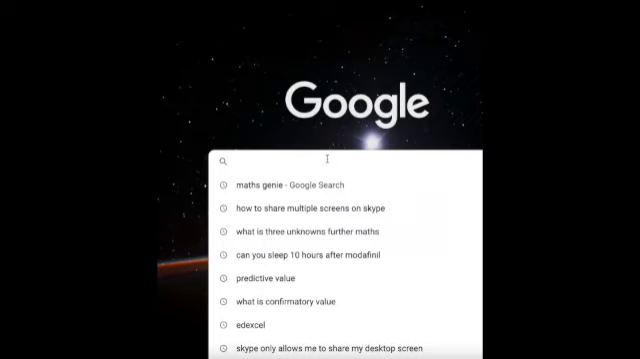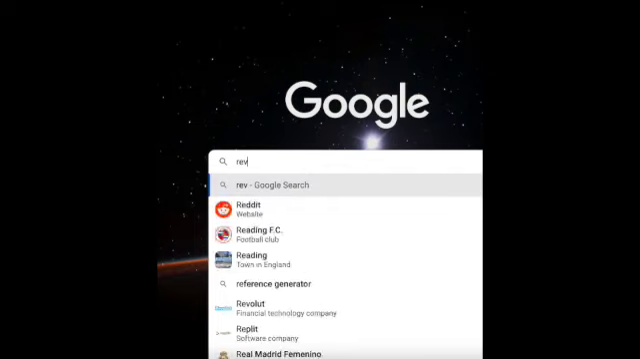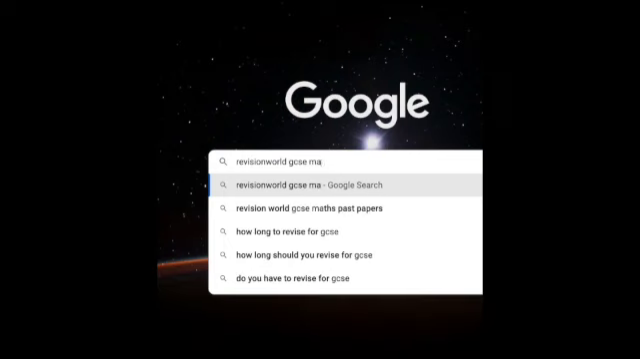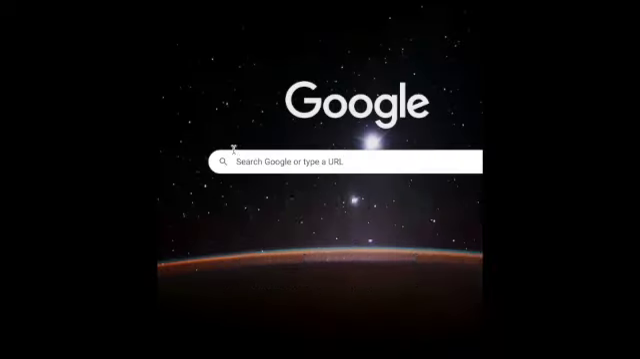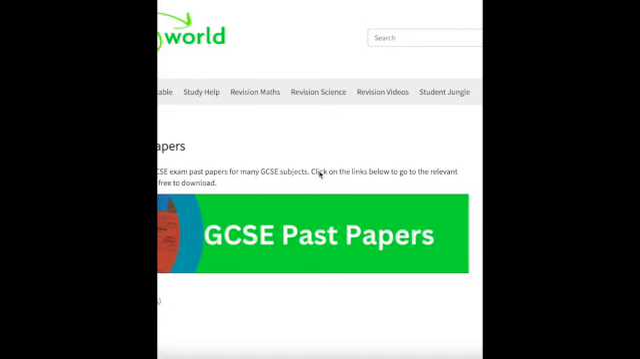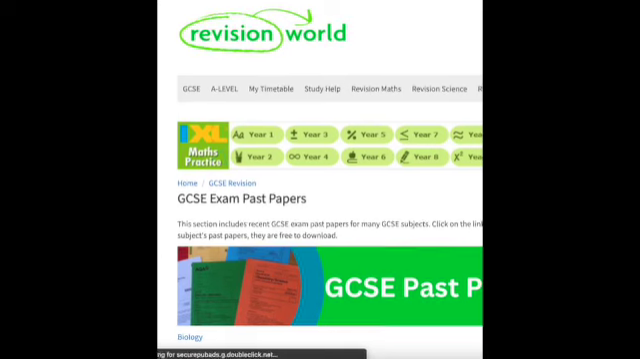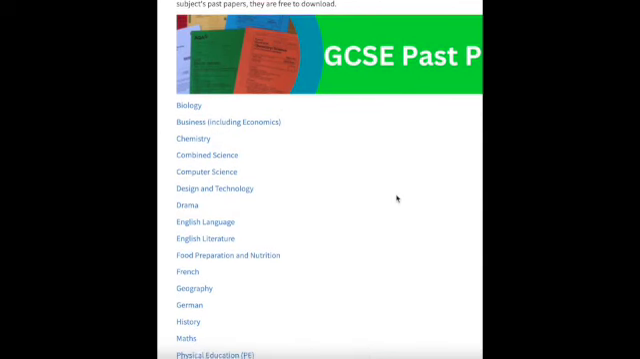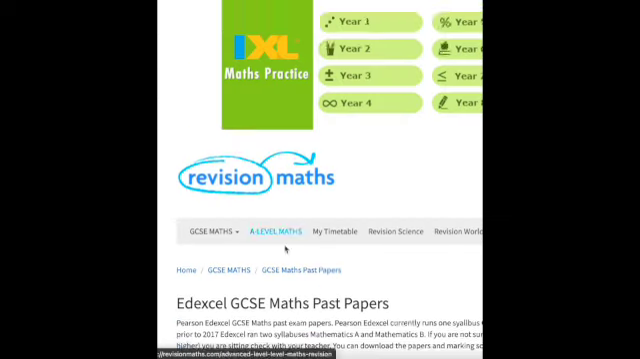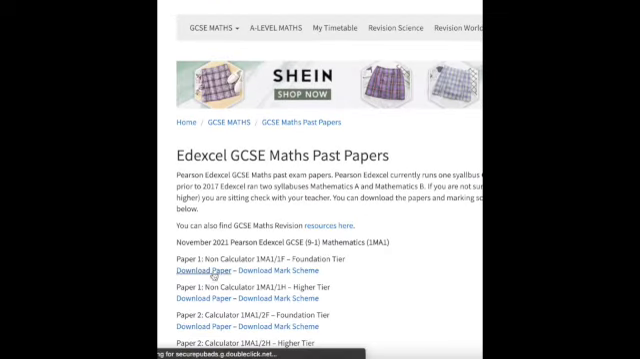So this is how you find the paper online. You go to Revision World. Then you go to the papers, then you go to maths. Check that you're doing Edexcel maths, because that's what I'm currently teaching. So you go to Edexcel maths, and it'll be the first paper at the top, and that's how you get it.